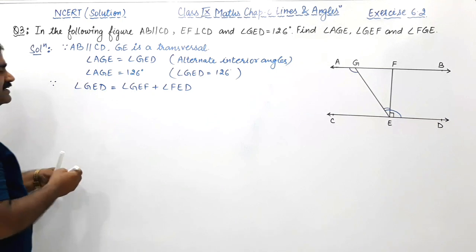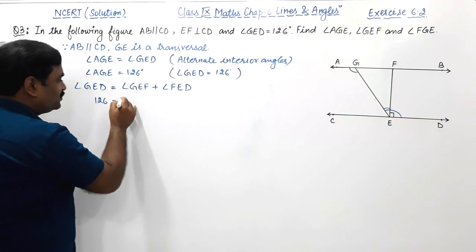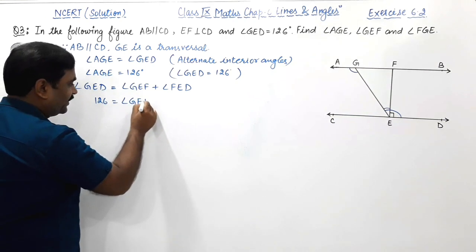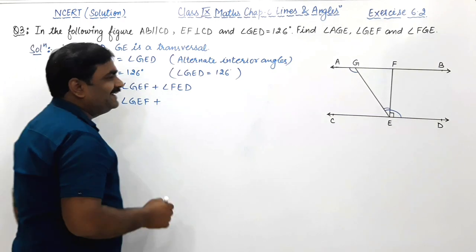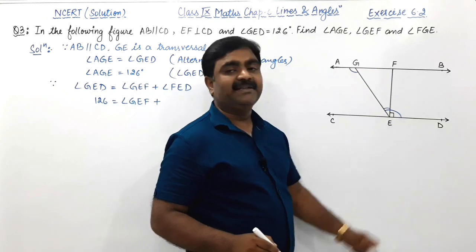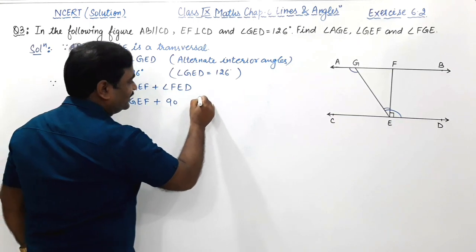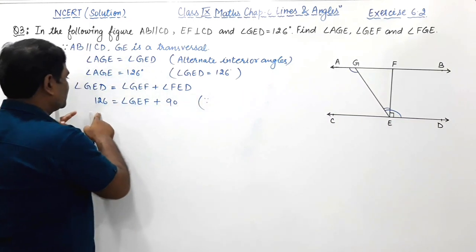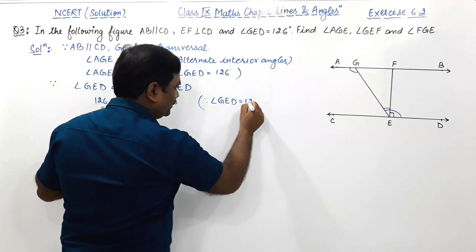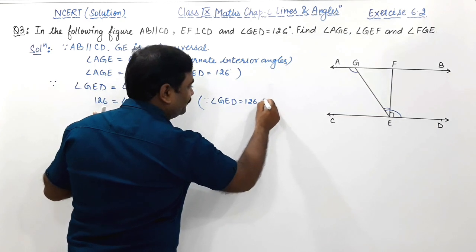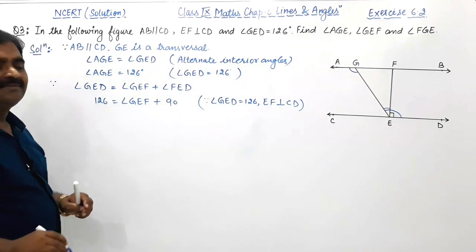Now the measure angle GED is given as 126 degrees. This GEF we are going to find out, plus this angle FED. What is the measure of FED? 90 degrees. Why? Because EF is perpendicular on CD. So it is 90 degrees. Reason, you just write both the reasons. Since angle GED is equal to 126 and EF is perpendicular on CD, we have told both the reasons.